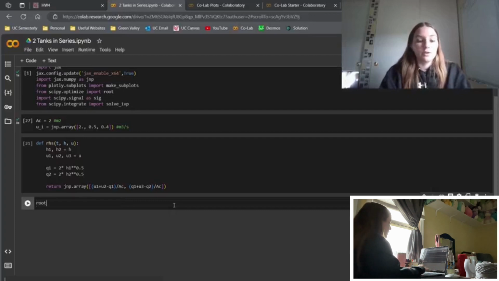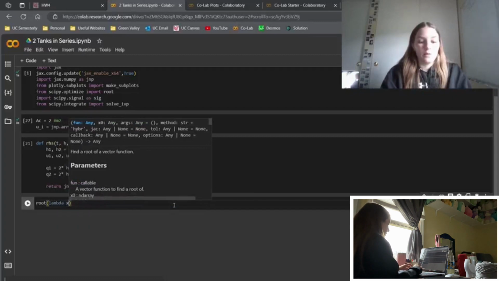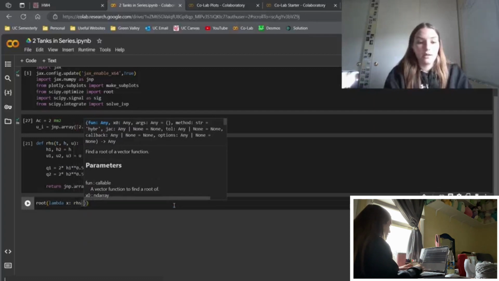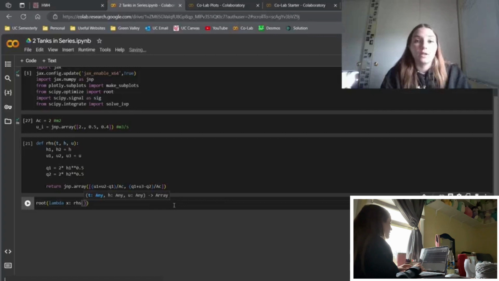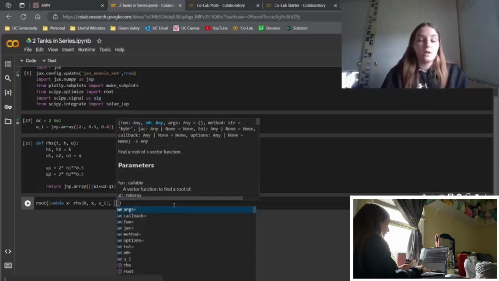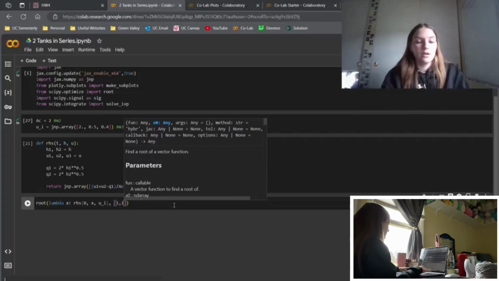So now we are going to use a root solver to pull out the initial values for our steady state heights. So we're going to use root, and we're going to use lambda, and we are going to set x equal to our height. So we need to use our right-hand side of our equation, and since we are looking for our initial steady state height, our time is going to be 0. We have x set to our height, and then we need to use our initial u values. And now we need to take a guess at what our initial heights are going to be. So let's just keep it simple and do an array of 1 and 1. So we're guessing that our initial heights of our tanks are 1 meter.